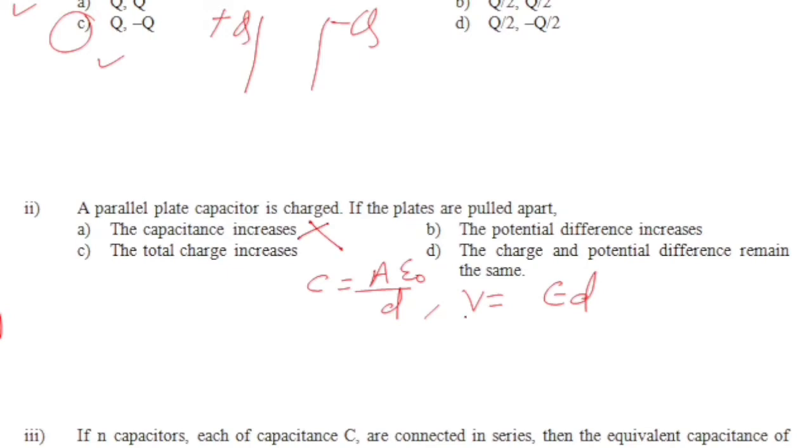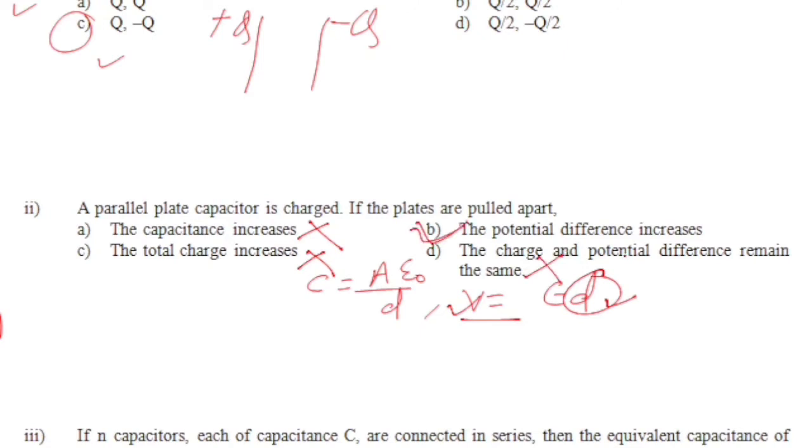Here is the relation. If distance increases, think about option B: does the total charge increase? If the distance between the plates increases, does the total charge increase? No. The charge remains the same. Potential difference is the same? If distance changes, potential difference also changes. So option D is also wrong. Option B is correct, right?